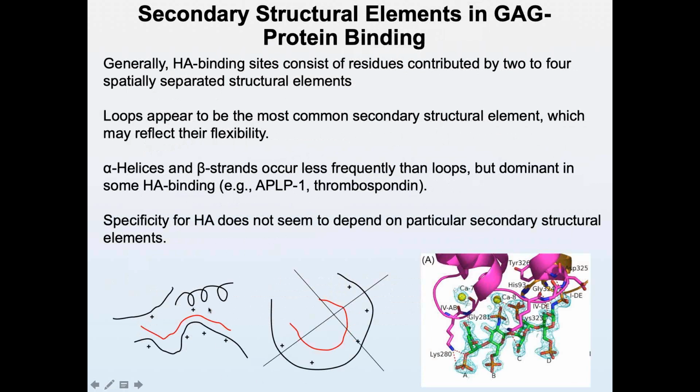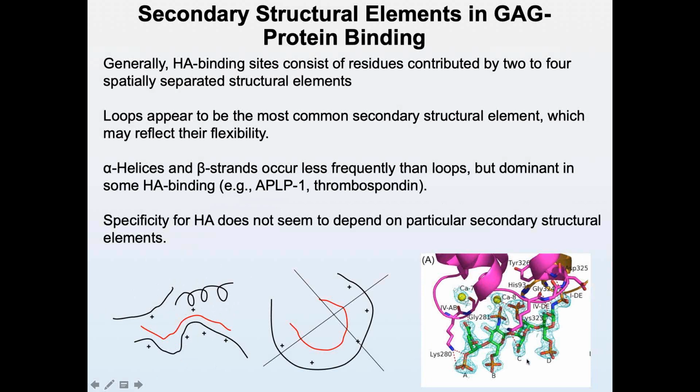However, in GAGs, if you look at the binding site, it's made up of different secondary structures, all located at different positions. So you may have a helix, you may have a loop, and you may also have a beta strand. They are located at very, very different positions. An example is shown here. You have a helix, you have the loop structure, you have the helix, you have the loop structure.